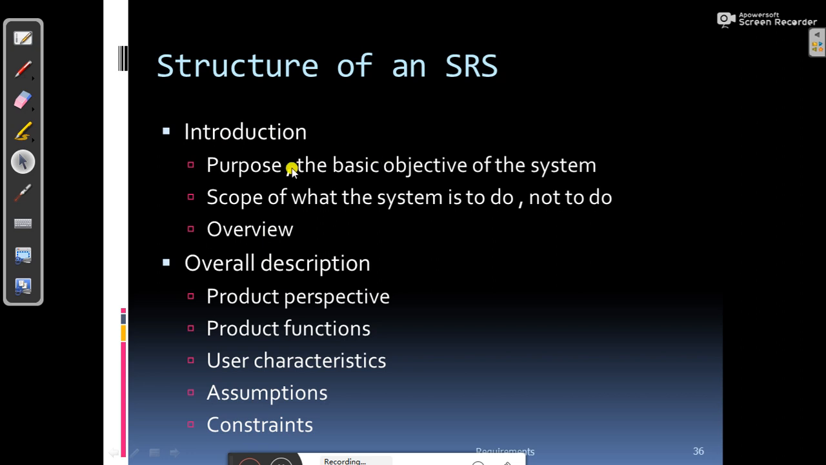Initially, the introduction: it will introduce the purpose, the basic objective of the system, the scope of the system, what it will do and what it will not do, and an overview of the system, where you can also provide some diagram. Then the overall description: product perspective, product functions, user characteristics, assumptions, constraints, all those things. Those we have discussed in the previous slides.